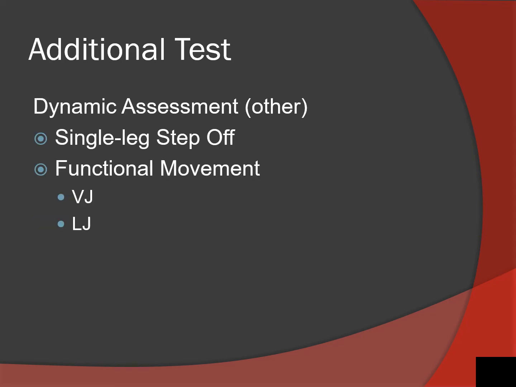Like I indicated earlier, we're also going to do some additional tests. These are some things that I have picked up, not part of the overhead squat assessment, but things that I've utilized to look at individual movement patterns, and they're a little bit more dynamic. The single leg step off tells me quite a bit about stability of the lower extremity. And then I like to do two functional movements, and that is the vertical jump and the long jump. It tells me a lot of information with the preparatory movement and also with the deceleration movements.